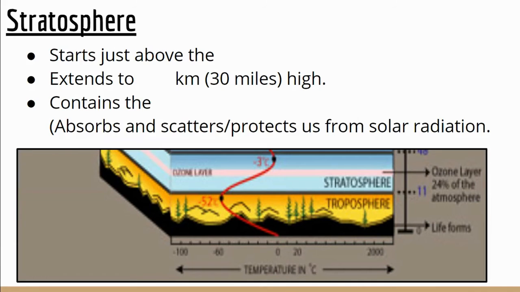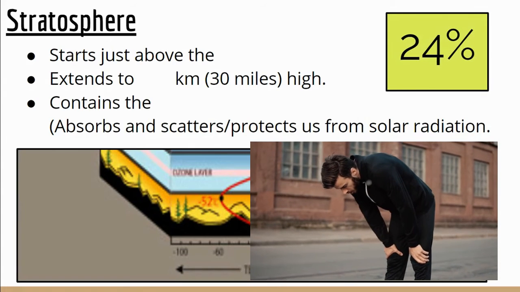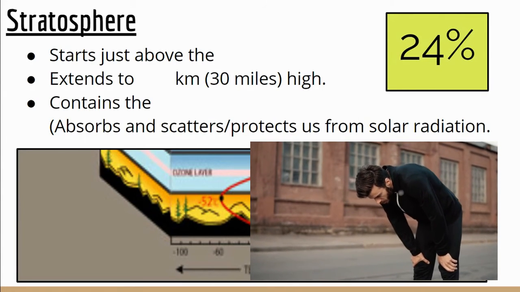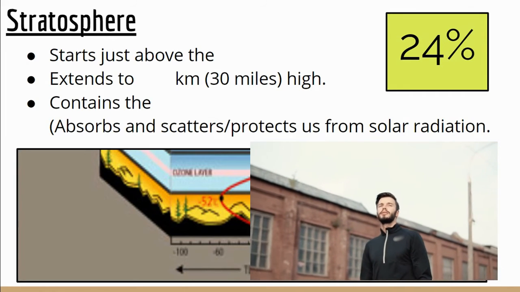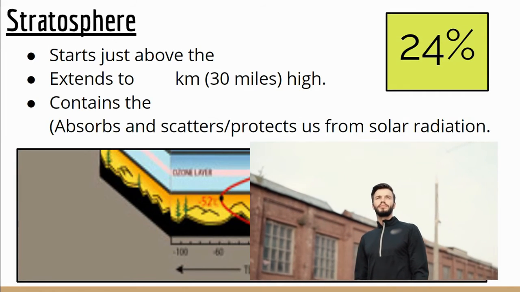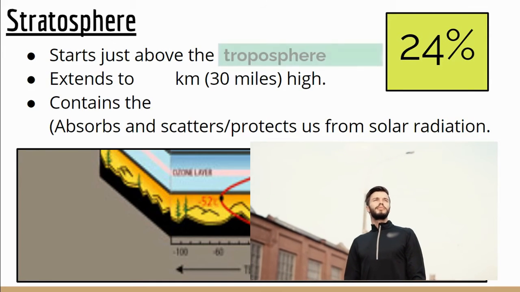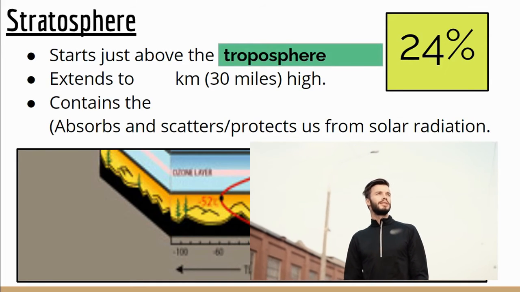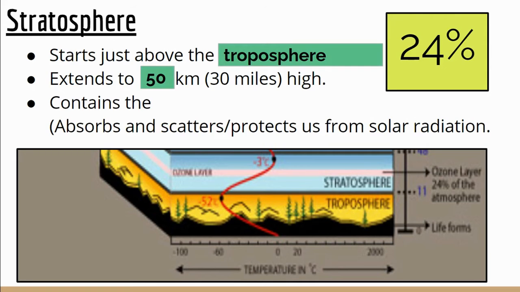The next layer is called the stratosphere. This makes up 24% of our gases. Now, there's not enough air to breathe up in the stratosphere. I mean, the stratosphere is a lot bigger than the troposphere, but on top of that, it has a lot less gas, which means we don't have the ability to breathe up there. It's just above the troposphere, and it extends up to about 50 kilometers. That's 30 miles high.